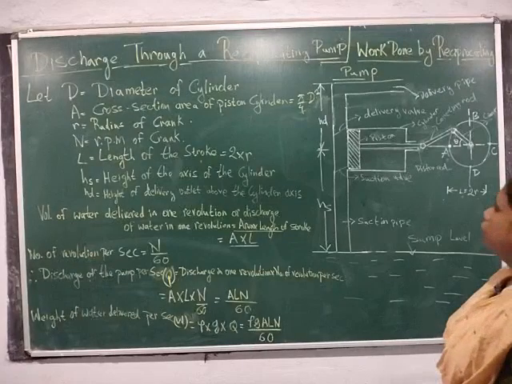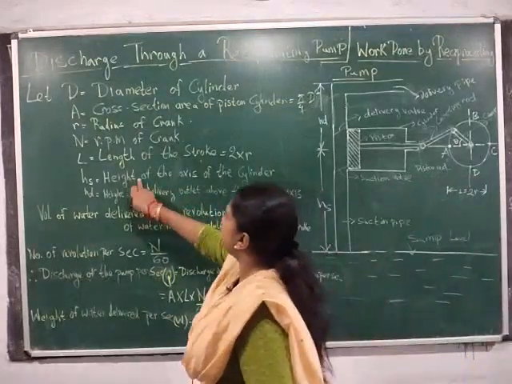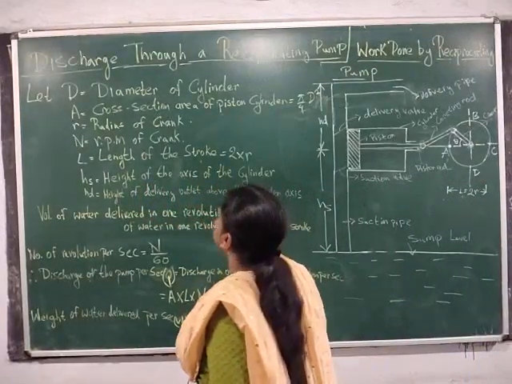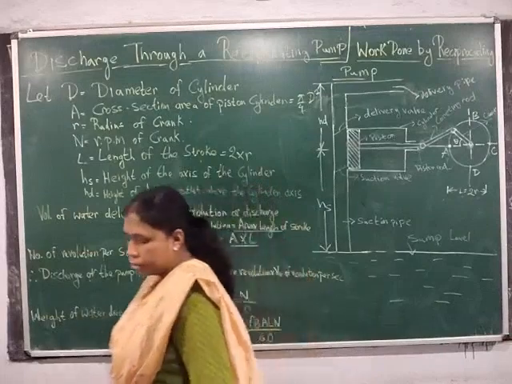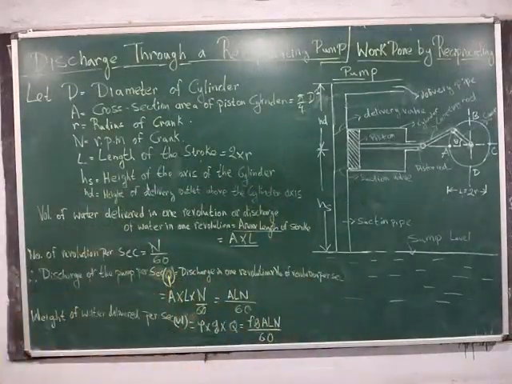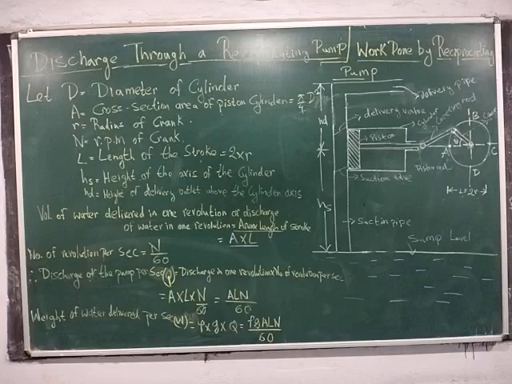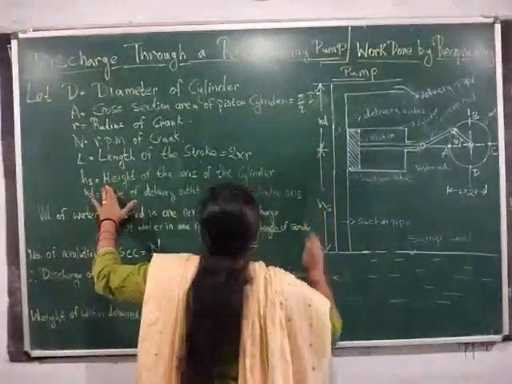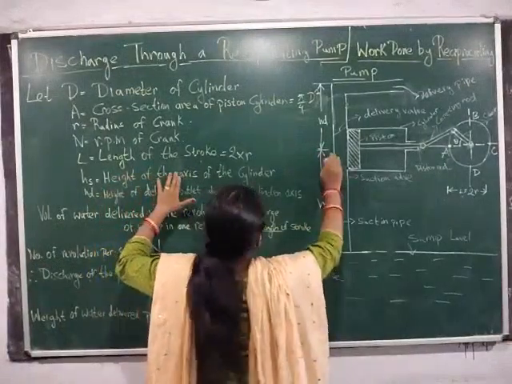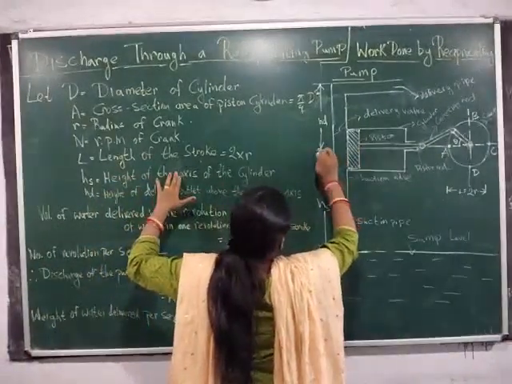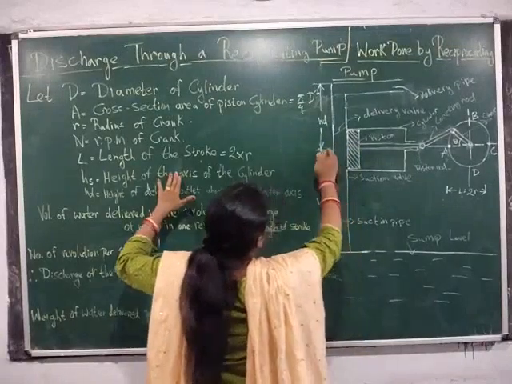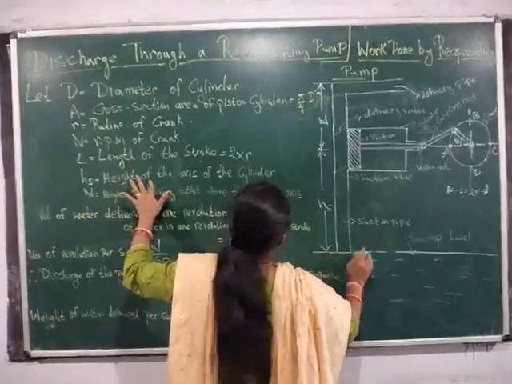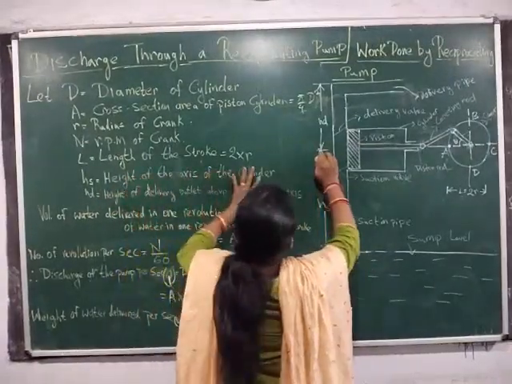Next, HS is the height of the axis of the cylinder, the height from which the water is coming to the cylinder. This is the suction head. It is the height from the axis of the cylinder to where the water is sucked. So HS is equal to the height from the suction level to the axis of the cylinder.